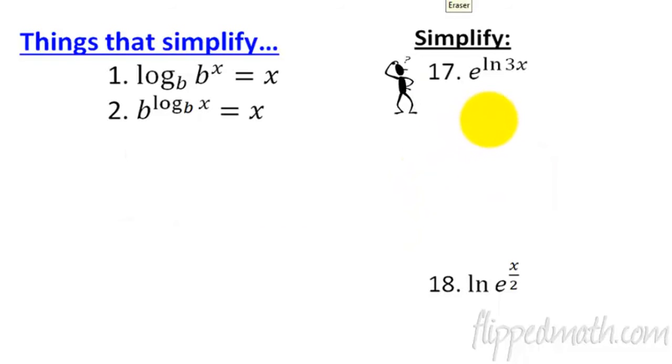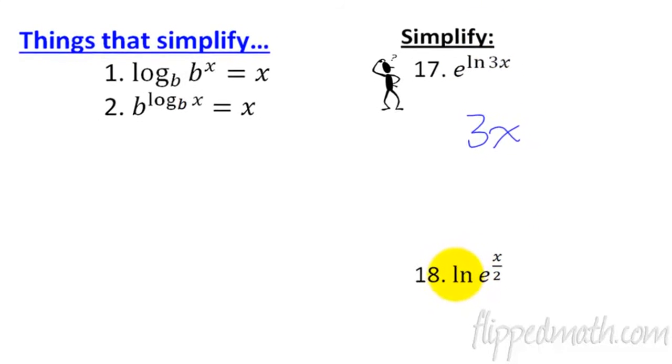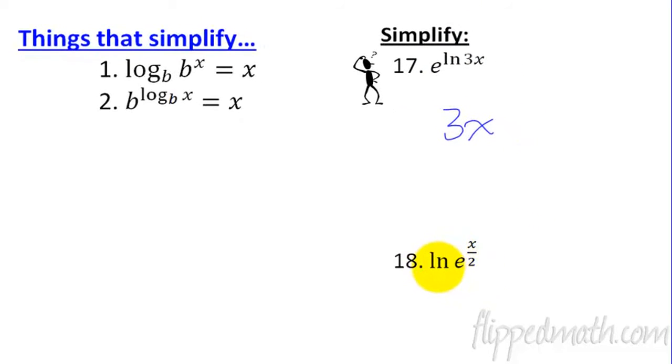Okay, and you should have gotten that this one is 3x because e and natural logs have the same base. And then number 18, again, natural log and e, same base, log base e of e. And so all you would have left is x over 2. We're just simplifying this, okay? It's a variable, so there's nothing to solve. There's no equal sign here, so don't get confused with that. All right, done with that.